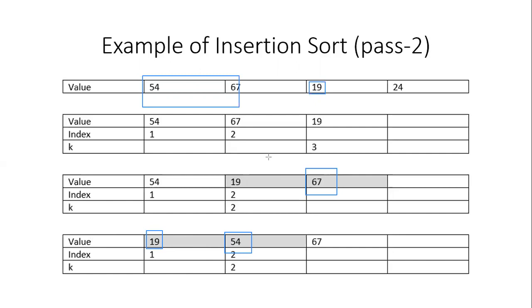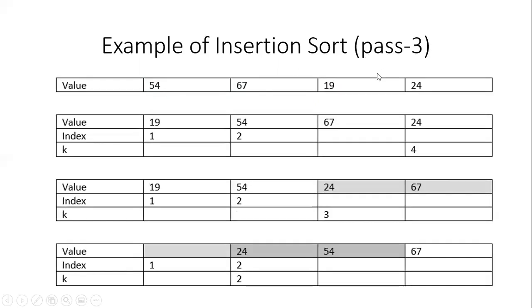So now we have a sorted list of three elements, that is 19, 54 and 67. In the last step, we are going to place 24 at its correct position. So how can we place 24 at its correct position? We will compare 24 with 67.